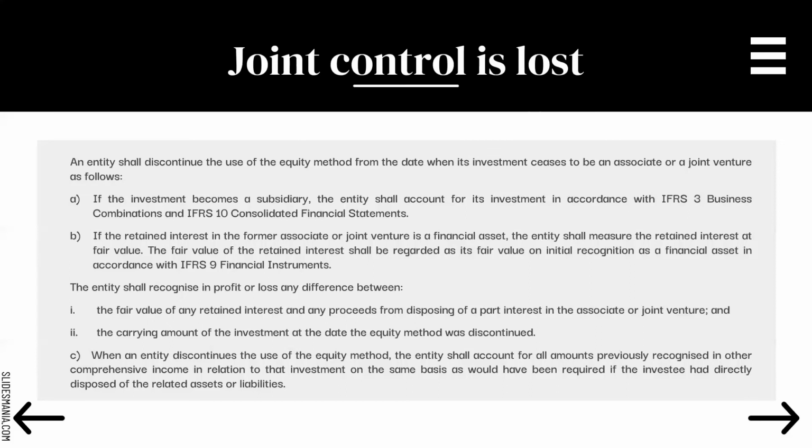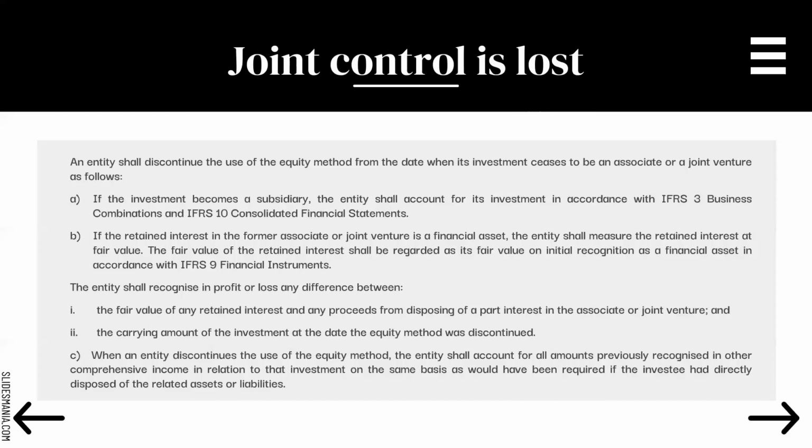And letter B, the carrying amount of the investment at the date the equity method was discontinued. Let's go to the letter C. When an entity discontinues the use of equity method, the entity shall account for all amounts previously recognized in other comprehensive income in relation to that investment on the same basis as would have been required if the investee had directly disposed of the related assets or liabilities.